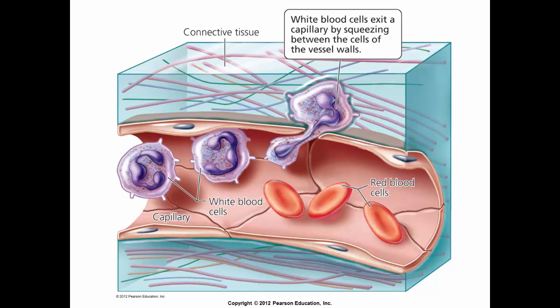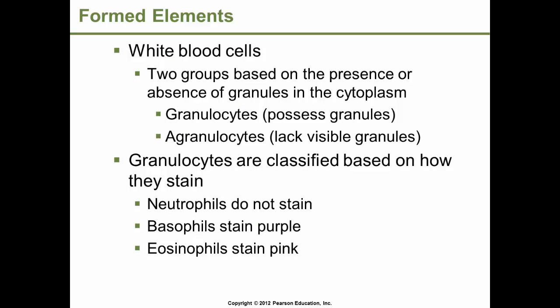This shows the white blood cells that we previously talked about that are not confined, thus they can enter tissue and help fight infection. So they're able to squeeze through. It shows the white blood cell exiting the capillary and squeezing between the cells of the vessel walls into the tissue. White blood cells are basically typed into two types, granulocytes and agranulocytes. Granulocytes just means they possess granules, whereas agranulocytes do not have granules.